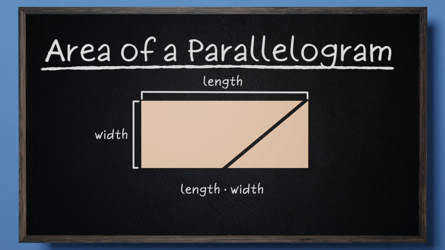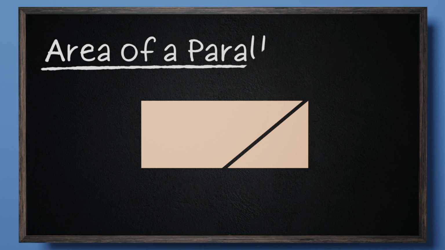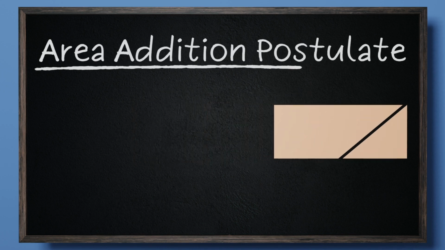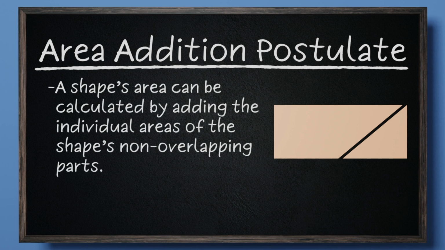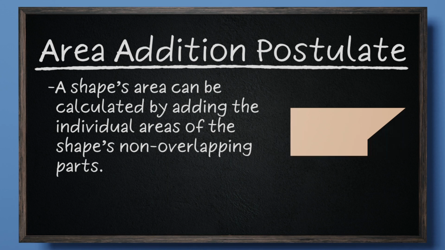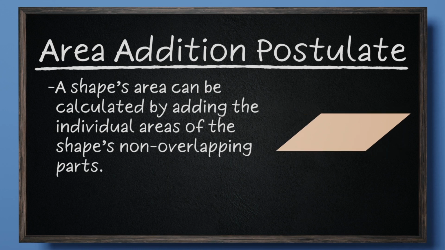The justification for calculating the area of a parallelogram like this is found in the area addition postulate, which states that a shape's area can be calculated by adding the individual areas of the shape's non-overlapping parts. The way we configured our parallelogram follows this same principle. The original shape looked like this before the split. Then, by following the area addition postulate, we added two non-overlapping regions to create an easier shape to determine its area. In our case, a rectangle. However, when talking about parallelograms, we call the length the base and the width the height.